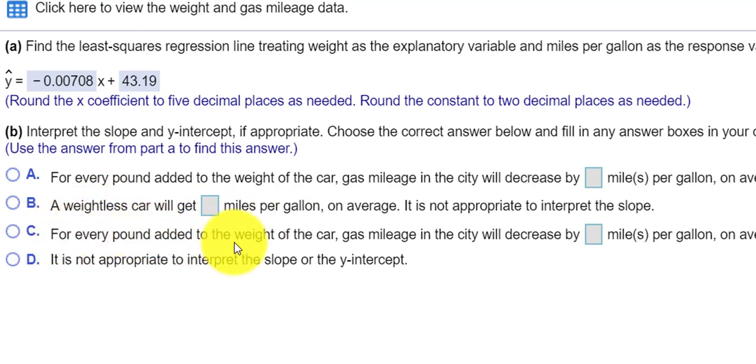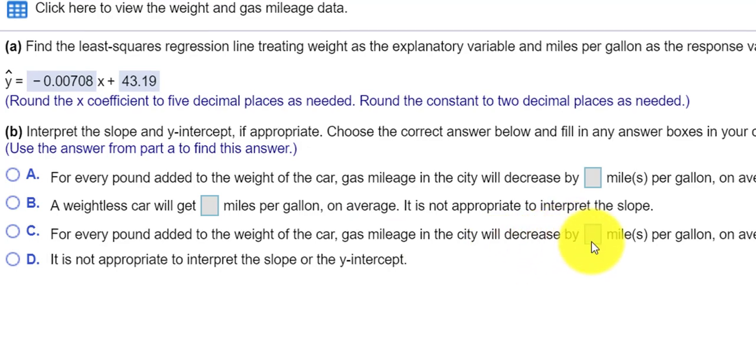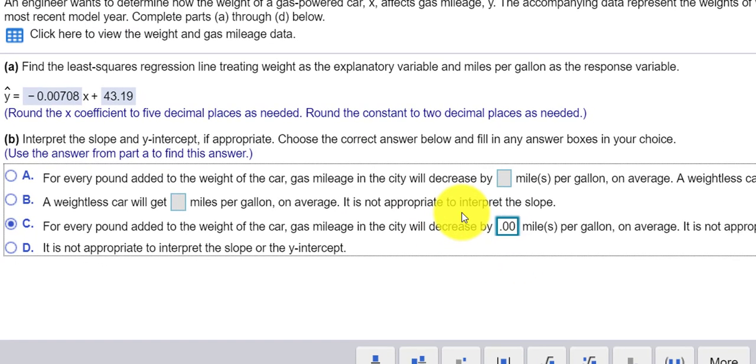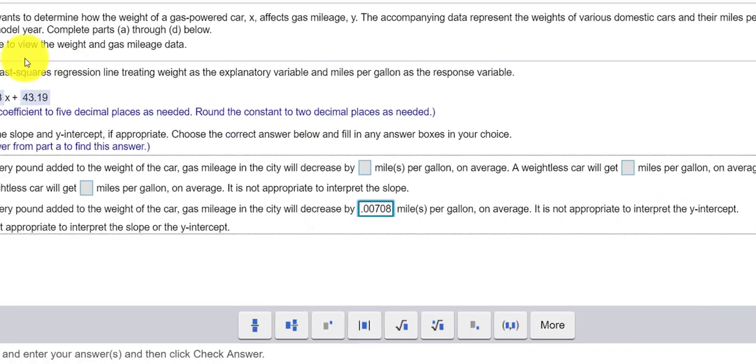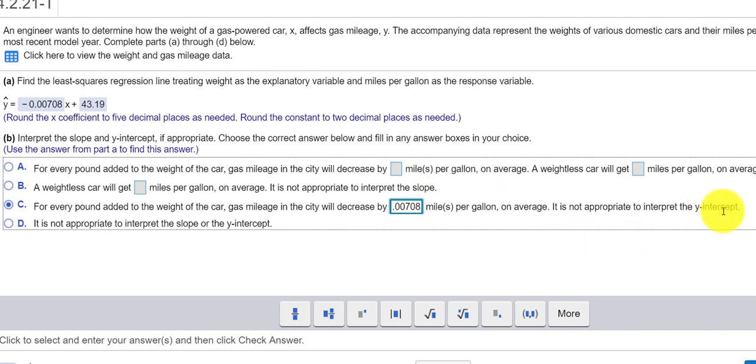Part C, for every pound added to the weight of the car, the gas mileage will decrease by 0.00708 miles per gallon on average. It is not appropriate to interpret the y-intercept, right? So the y-intercept means if I substitute in 0 for x, my y-intercept would be this 43.19. It's not appropriate, right? There's no such thing as a weightless car, so it wouldn't make any sense. In theory, yes, if we could build a weightless car, it would get 43.1 miles per gallon, but we cannot create a weightless car, so it's not appropriate to interpret the y-intercept. That's tricky. I'm going to press check answer.